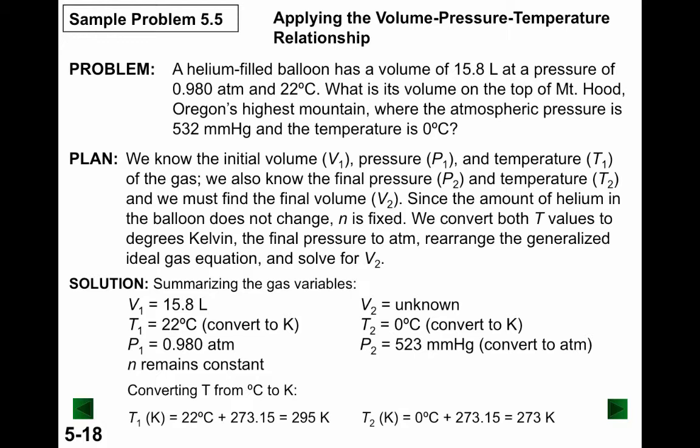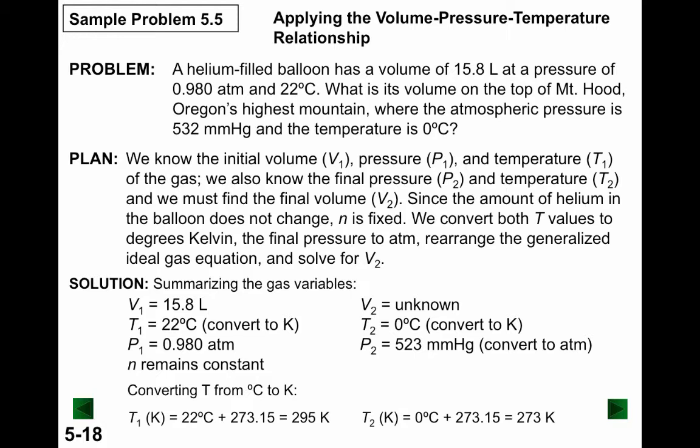So what do we know? We know V1, T1, P1, P2, and T2. Therefore, we need to find V2. We also know the amount of moles of helium in the balloon does not change, therefore N is a constant.